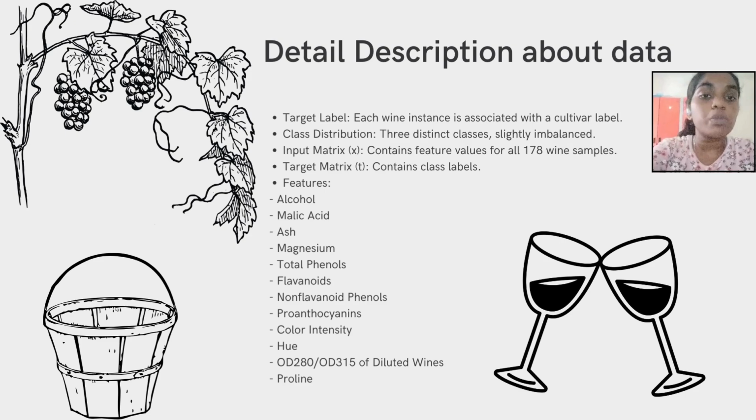The input matrix contains the feature values for all 178 wine samples. So there are 13 features in the wine data set, starting from alcohol to proline.